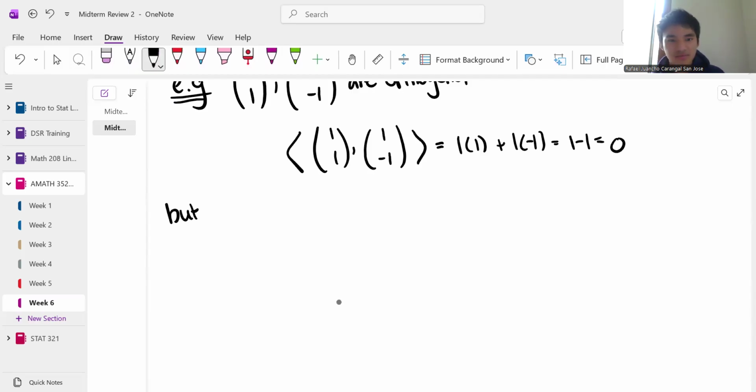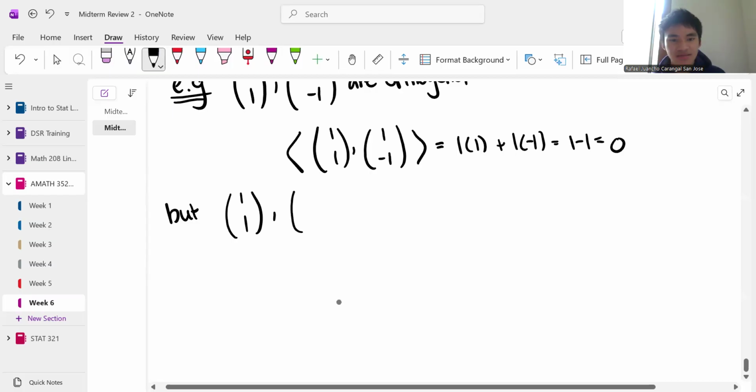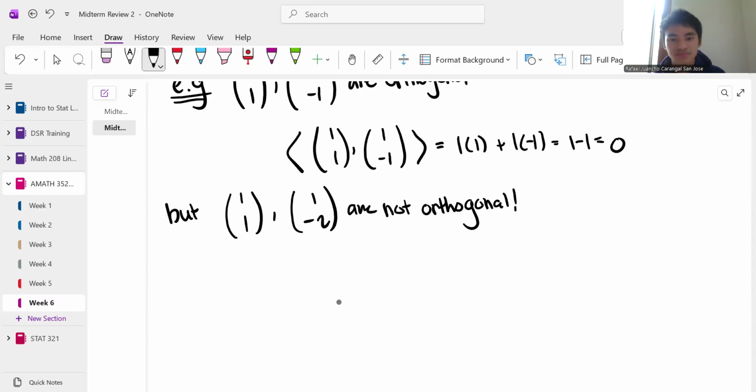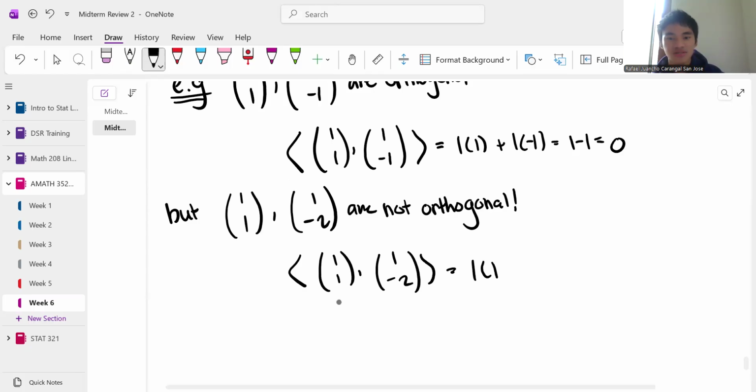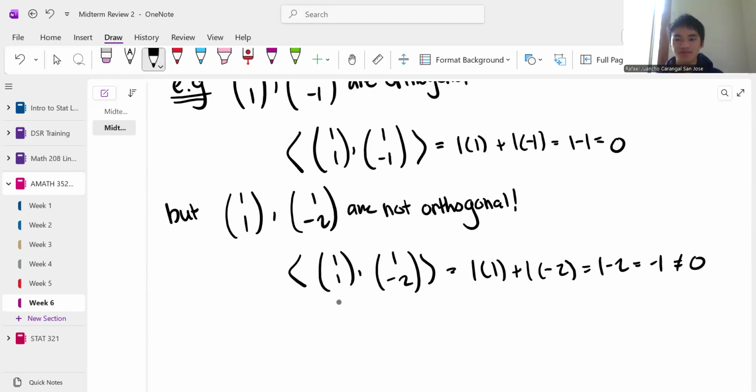But say we have this and this vector. These are not orthogonal to each other. Now we can try. We would do 1, 1 and 1, negative 2. So this would be 1 times 1 plus 1 times negative 2. This would be 1 minus 2. This is negative 1, which is not 0. So they are not orthogonal because their dot product, their inner product, is not 0.